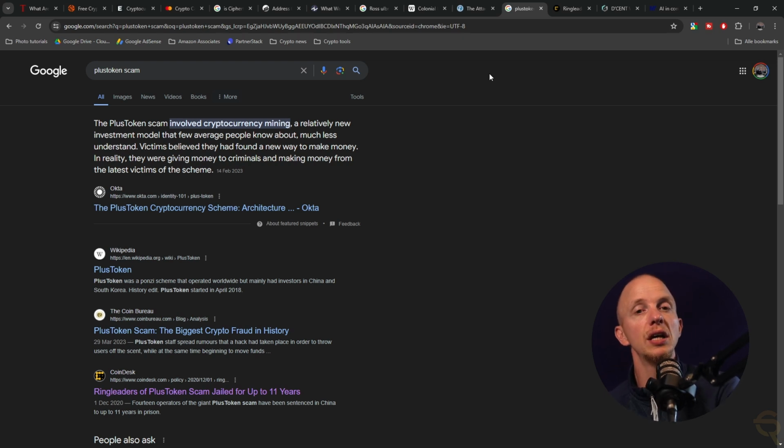Now, in return, they were promised substantial monthly returns. Plus Token also employed a multi-level marketing structure, incentivizing users to recruit new investors. And that pyramid scheme aspect helped rapidly increase the number of participants and the amount of funds flowing into the platform. By early 2019, Plus Token had amassed over 3 million users and accumulated more than $2 billion worth of cryptocurrency assets. In June 2019, users started experiencing withdrawal issues, and by the end of the month, Plus Token had effectively ceased operations. Reports emerged that the founders had disappeared with the funds.